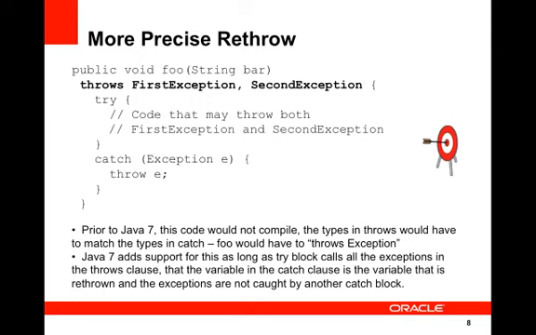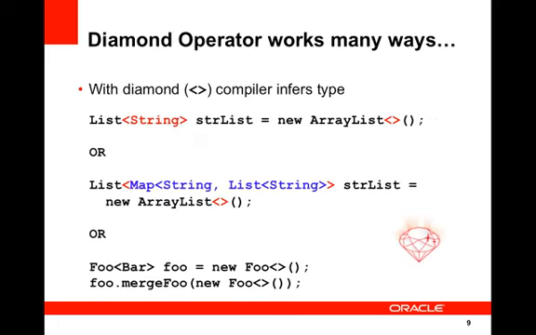So now, because we can catch either the first or second exception, we can just say, hey, catch the exception, throw the exception, and you tell me what it's going to be on the backside. JDK 7 added support for this as long as the try block throws all those exceptions, and all the exceptions are in the throws clause. But take a look at it, give it a try.